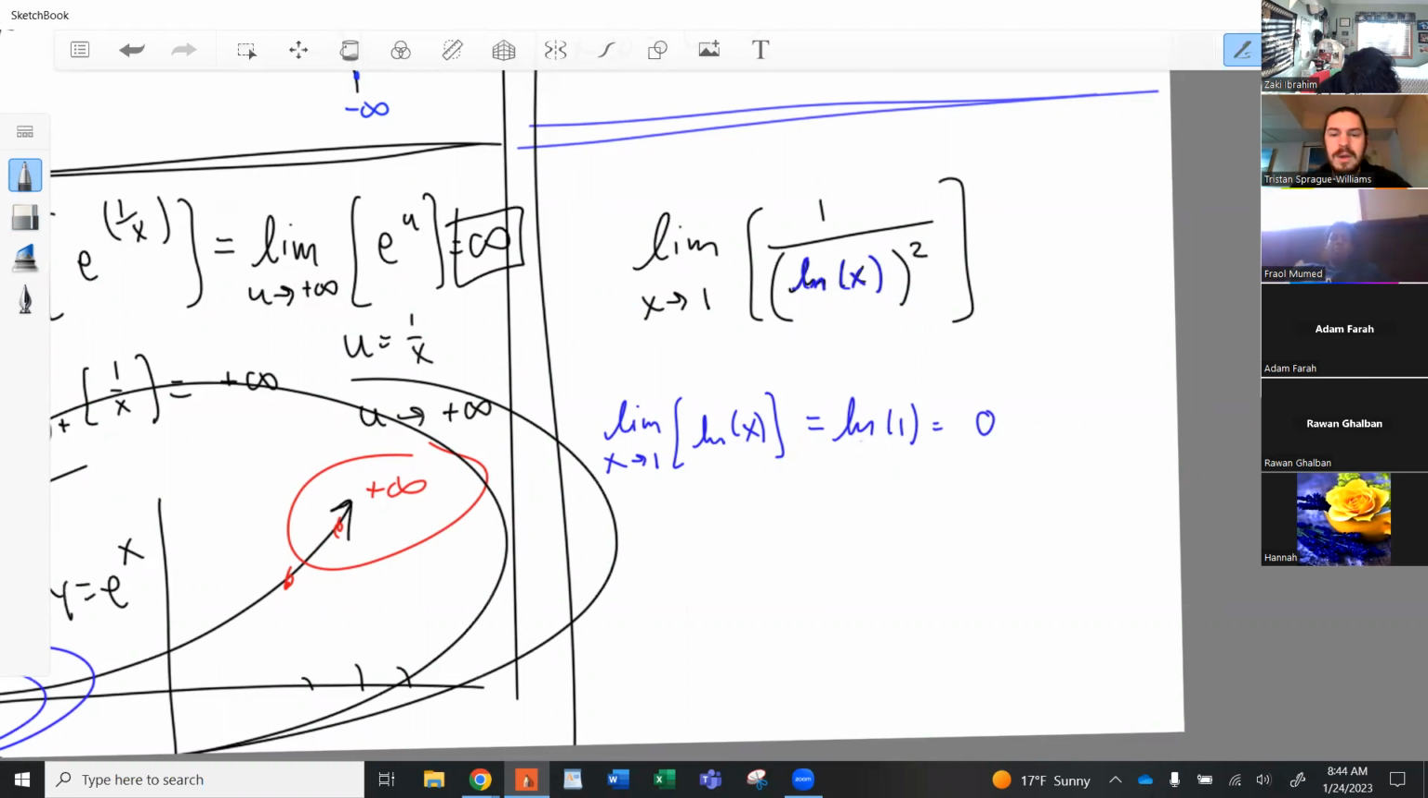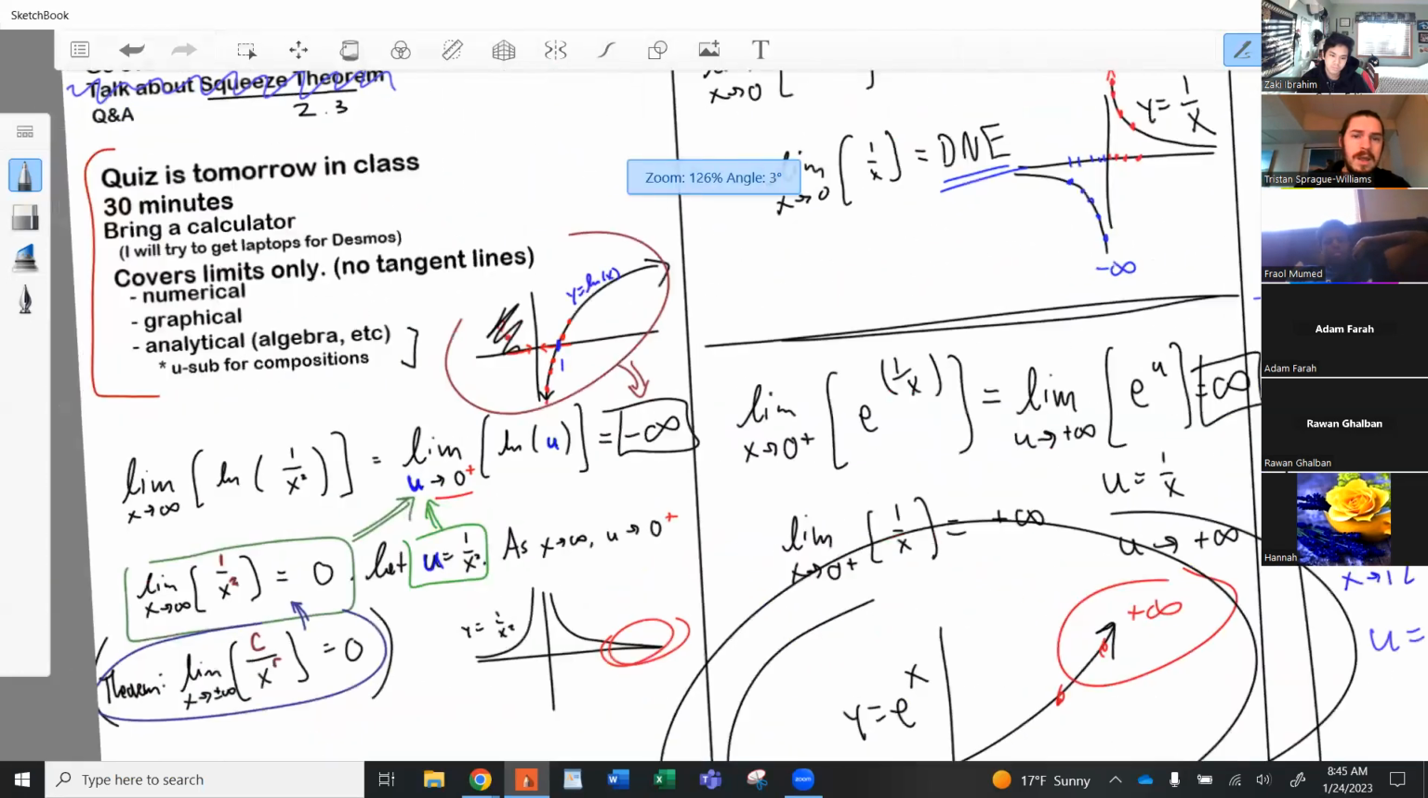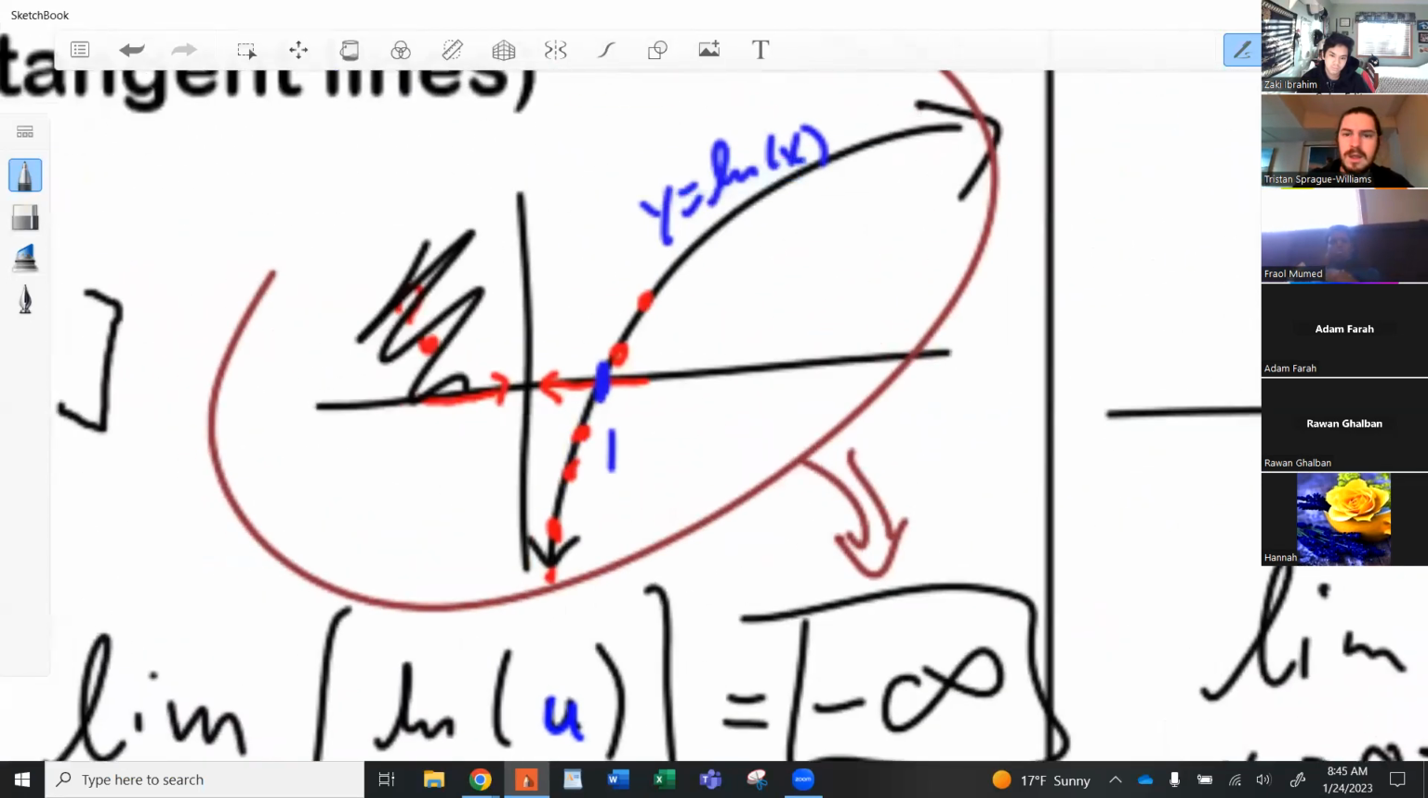Okay, so now we're going to say u equals natural log of x. And as x goes to 1, u is approaching 0. Is it approaching from the left or the right in particular? Like, is it approaching from one side or the other, or is it from both sides? That might be good to know. Both. Actually, no, never mind. Yeah, it is both here.